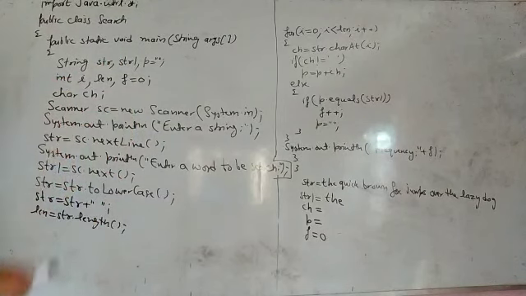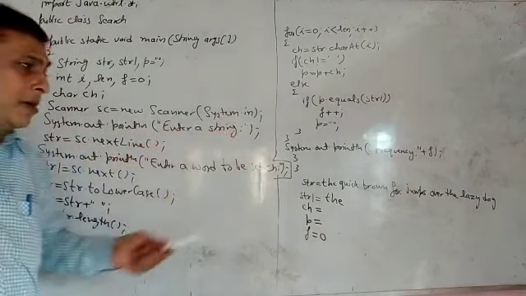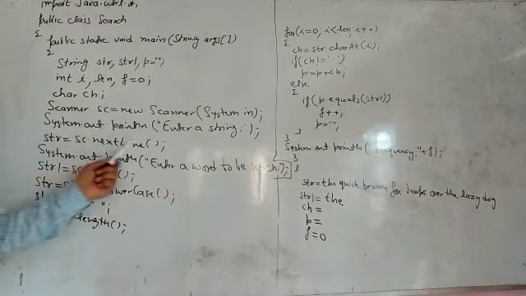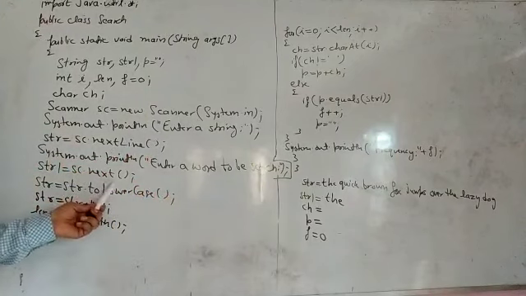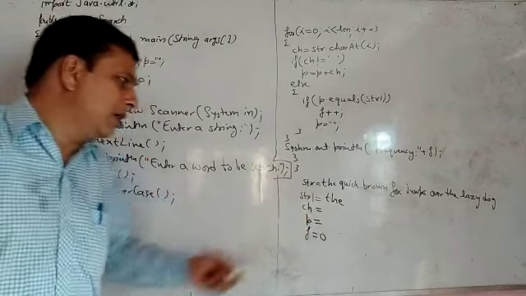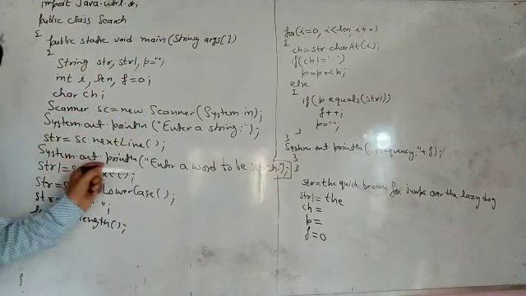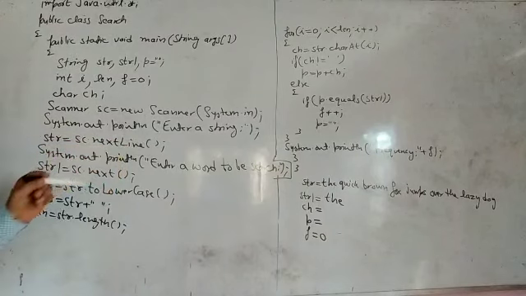Then, children, char ch. This contains the single character. After that, Scanner sc = new Scanner. Enter a string. We are entering a sentence here with the help of nextLine. Enter a word to be searched. With the help of the next function, we are entering this single word. See the difference between next and nextLine. next is used to enter a single word, and nextLine is used to enter a group of characters.